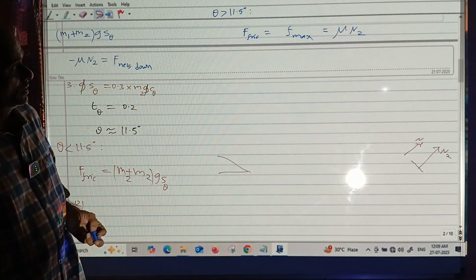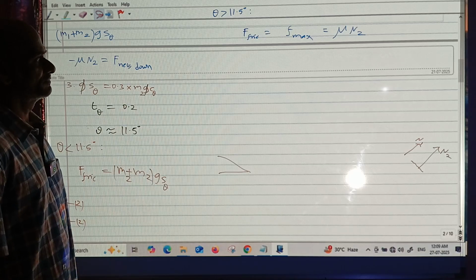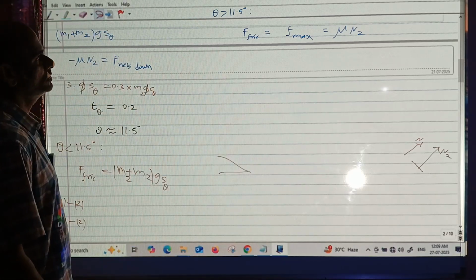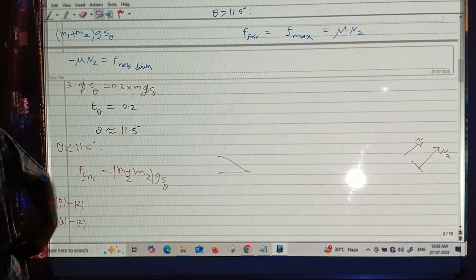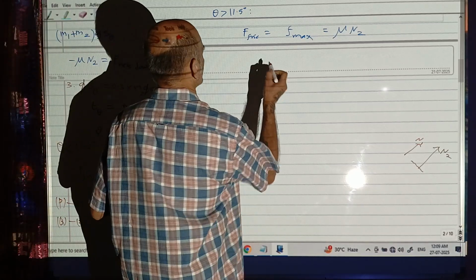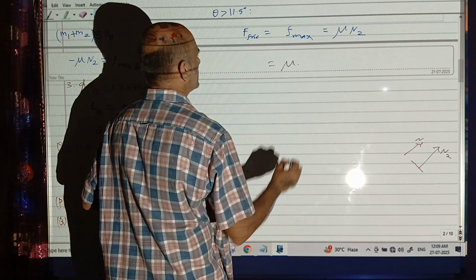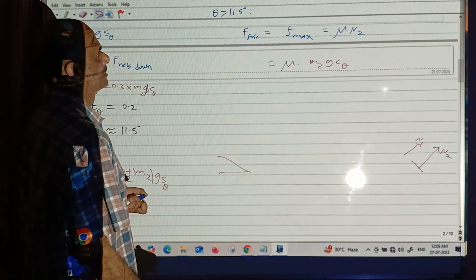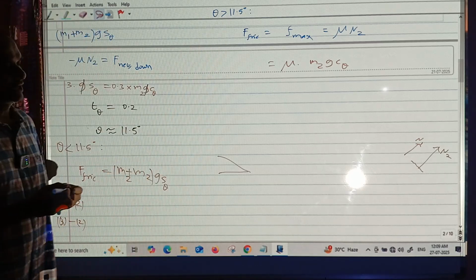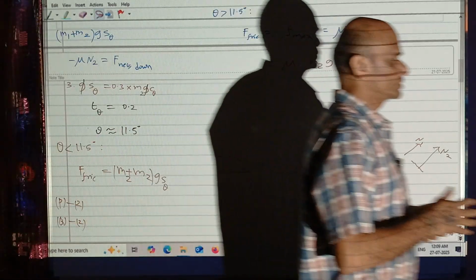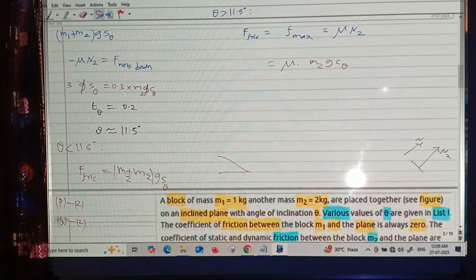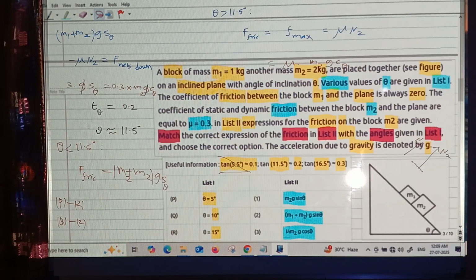There is no friction between block 1 and the surface. So only the friction force between the surface and block 2, the incline and block 2. So this value N2 is M2 g cos theta. So for angle greater than 11.5 degrees, the blocks will start moving and the friction force will be the maximum friction force, which is mu into N2. That's mu M2 g cos theta.